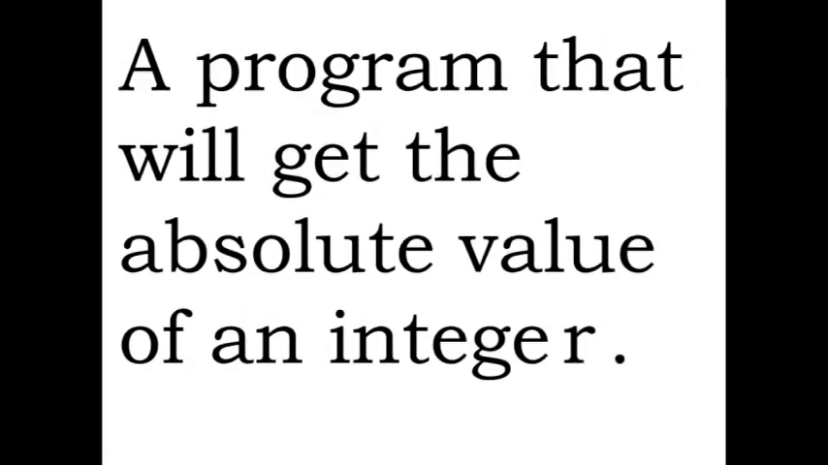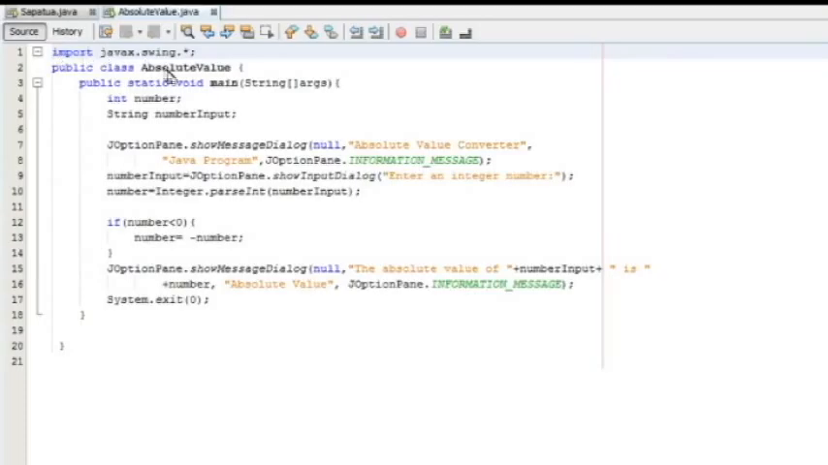Using the if statement or one-way selection control structure, we are going to make a program that will get the absolute value of an integer. We use AbsoluteValue as the class name of the program. Then, we use the package javax.swing because we will be using JOptionPane. We use the data type int, number, and String, numberInput as the variables of the program.